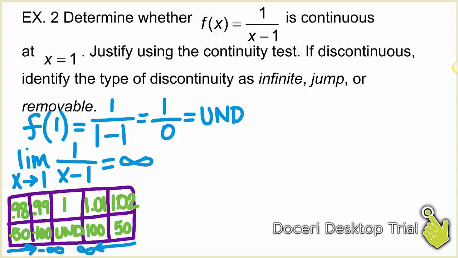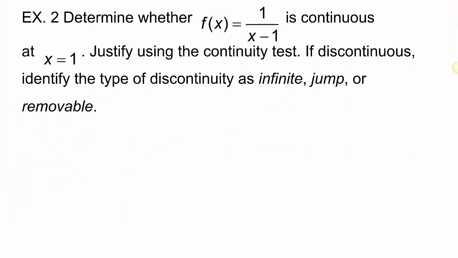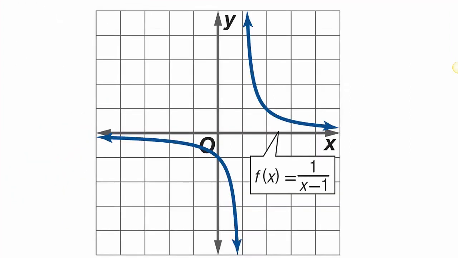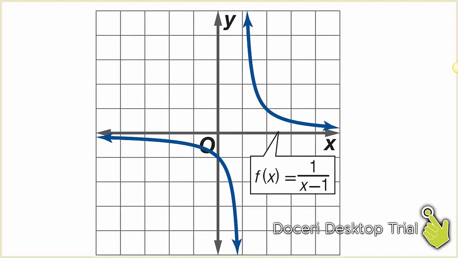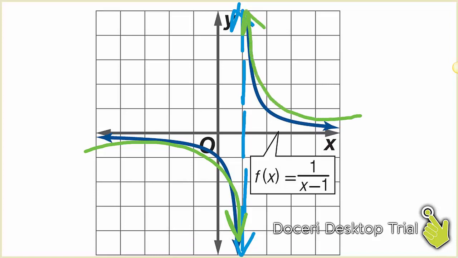Okay, so let's look at the graph of this one. And again, that undefined in the function value gives me a clue that something fishy is going on here. So if I look at the graph of this function, you can see that at 1, where I was looking, there's an actual asymptote right here. So you can see that as my Pac-Man was approaching from the left-hand side, he was getting closer and closer to negative infinity. But as Pac-Man was approaching from the right-hand side, he was getting closer and closer to positive infinity. So this would be infinite discontinuity.